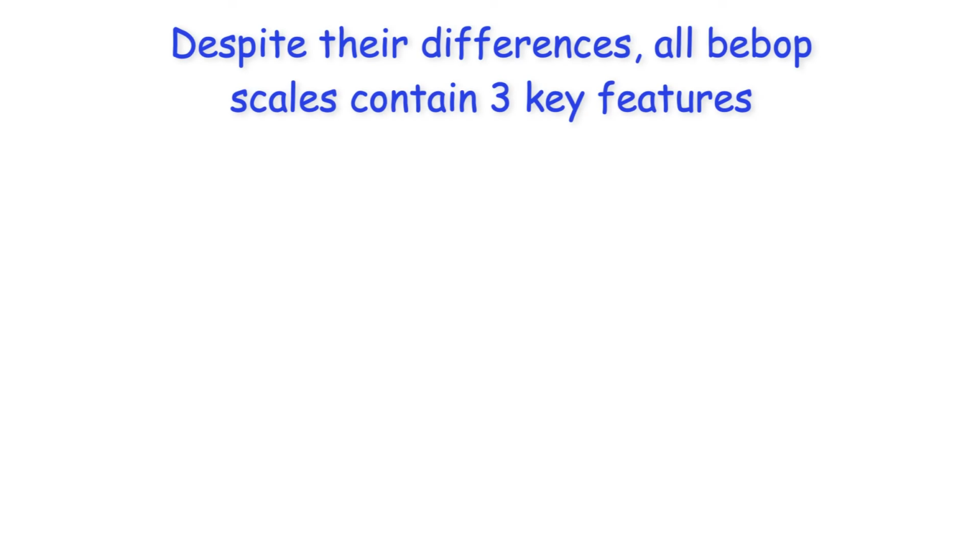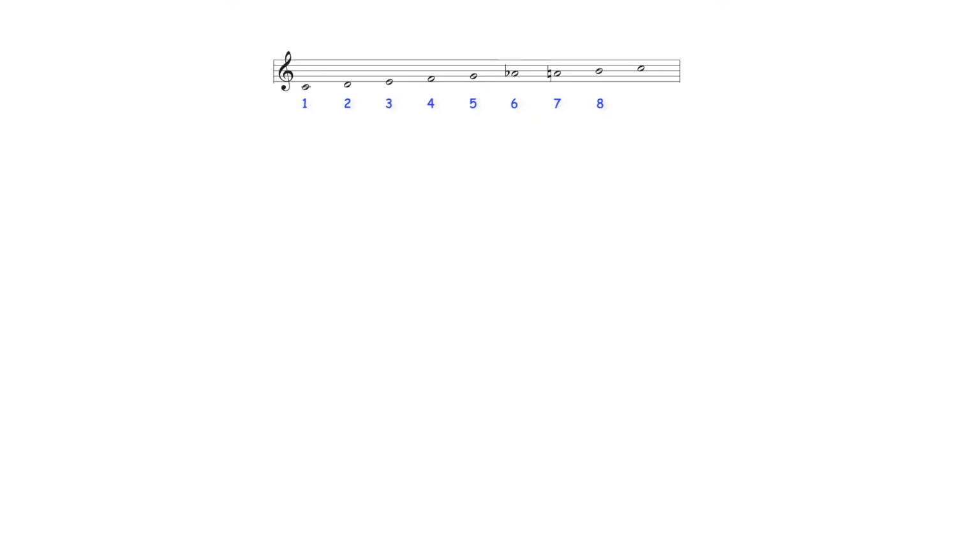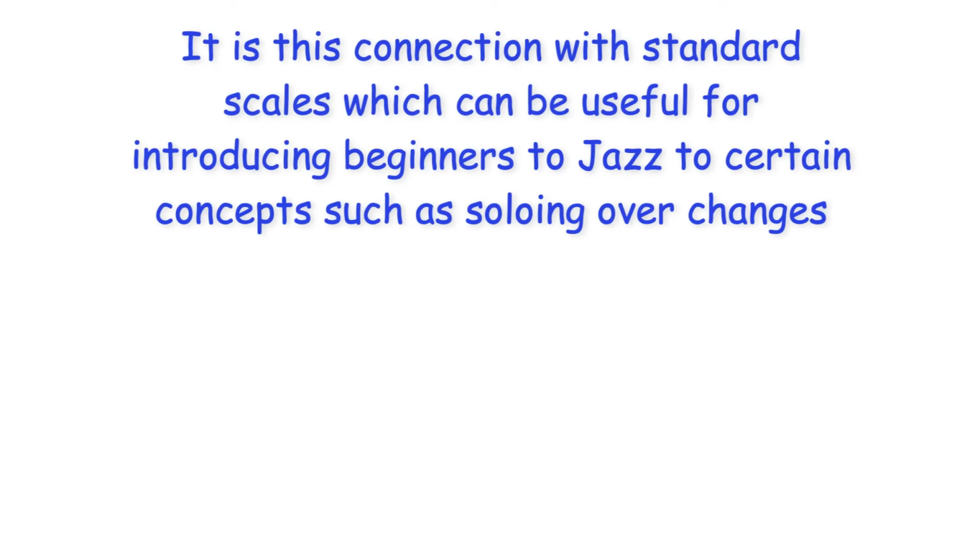Despite their differences, all bebop scales contain three key features. They are all 8-note scales. Structurally, their content typically alternates between notes outlining an extended tonic chord, either a 6th or 7th, and typically the notes of one of the diminished 7th chord types. And they are all based on standard major and minor scales with added chromaticism. It is this connection with standard scales which can be useful for introducing beginners to jazz to certain concepts such as soloing over changes.